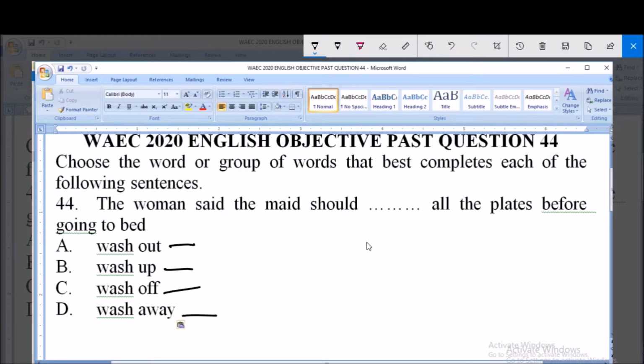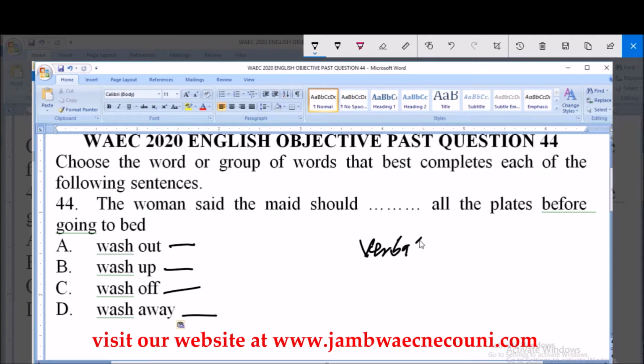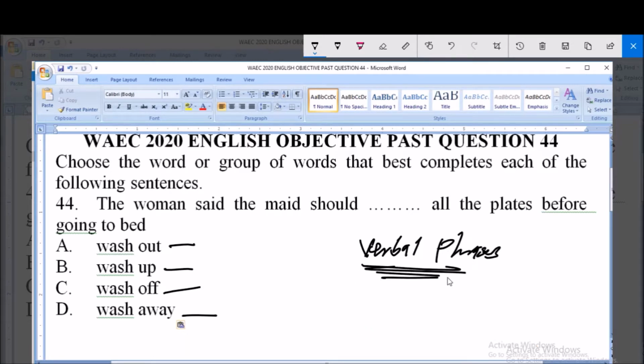Now, this list of options are also verbal phrases. They are all phrases, but from a verb. That's why we call it a verbal phrase. Now, when you say wash out, it simply means to wash out something. Maybe you can say we wash out the stain from the bin. That is, it's inside, then you wash it out. So it means that something is inside. But here we are talking about plates.